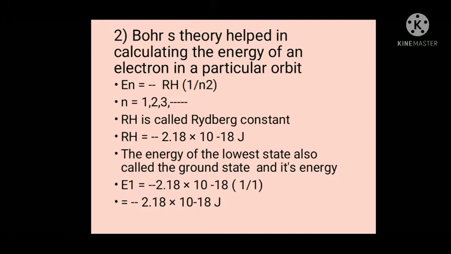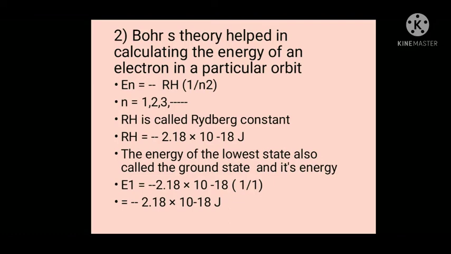For example, if the electron is present in the first orbit, n will be equal to 1. So we can write E1 is equal to minus RH into 1 by 1 square. And if the electron is present in the second orbit, we can write E2 is equal to minus RH into 1 by 2 square. So n represents the number of the orbit in which the electron is present. And in this equation RH is a constant known as the Rydberg constant, and its value is equal to minus 2.18 into 10 raised to minus 18 joule.